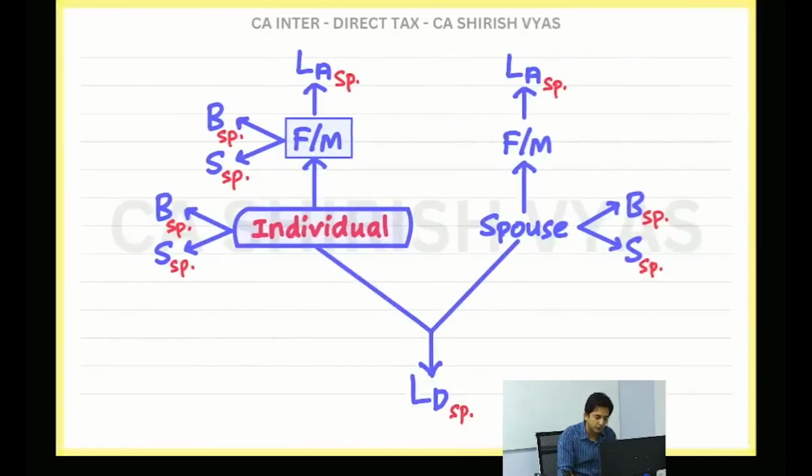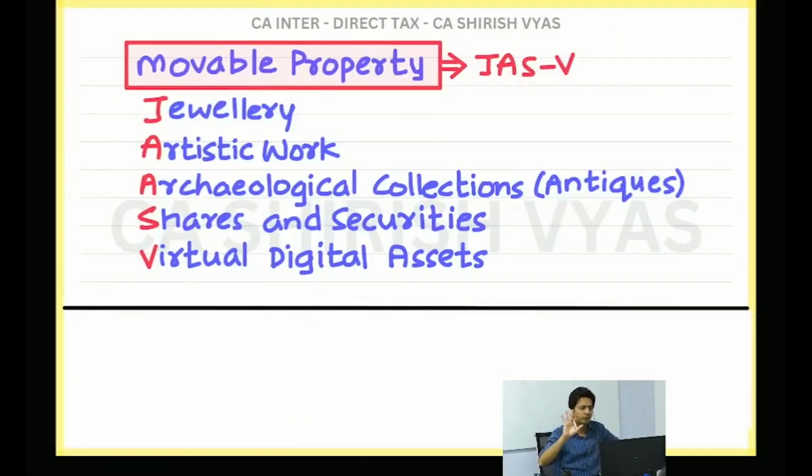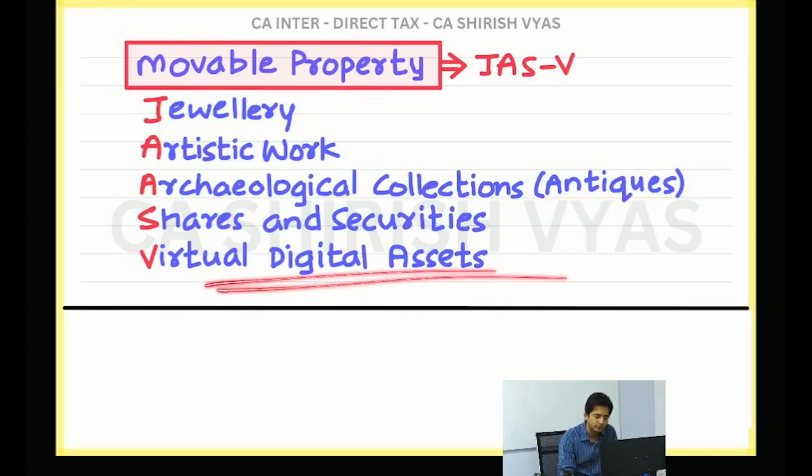Okay, now see, based on this, we can take one question right now. Just see this thing I have taught you. Just have the visual effect. So what was J? Jewelry, artistic work, archaeological collection, shares and security, virtual digital assets. Only these items are taxable.